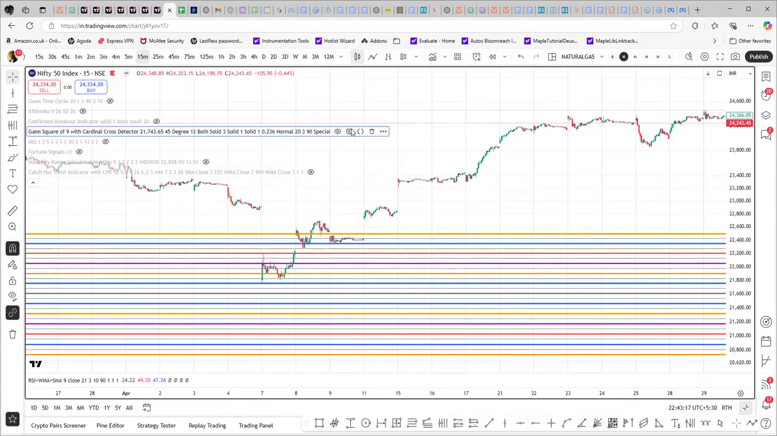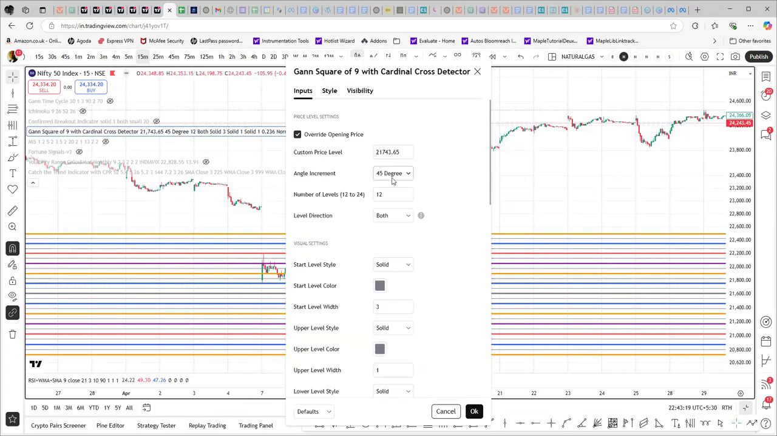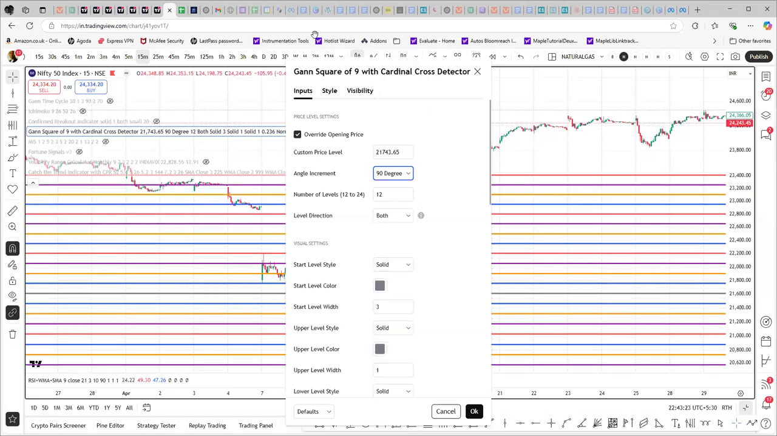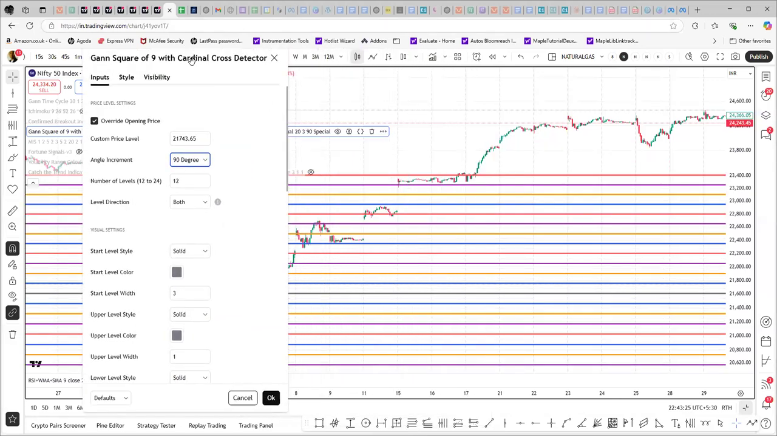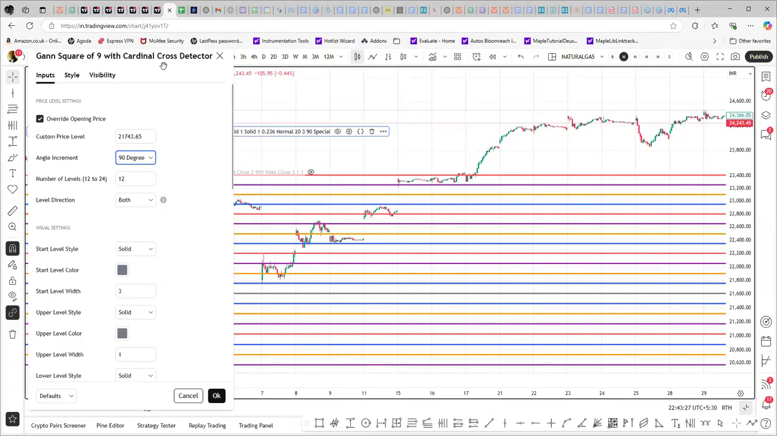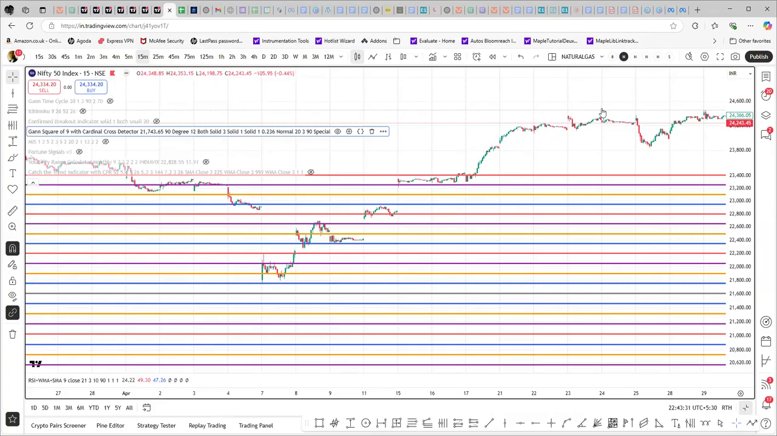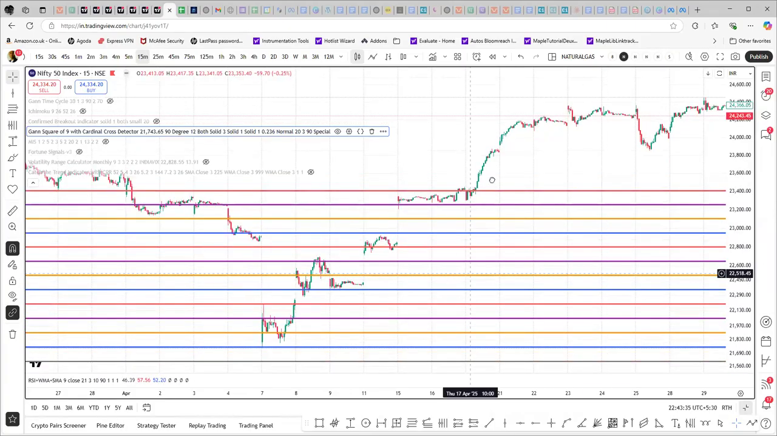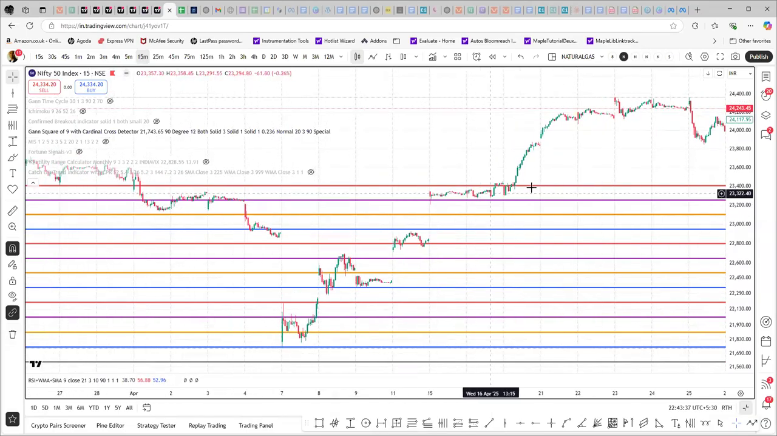But then you have to adjust the angle. The default angle is 90 degrees. In fact, I changed it to 45 because I was on a day trading setup. I recommend you use 90 degrees on the 15-minute time frame. Then just scale your chart, the price scale and all that, and your setup is ready.